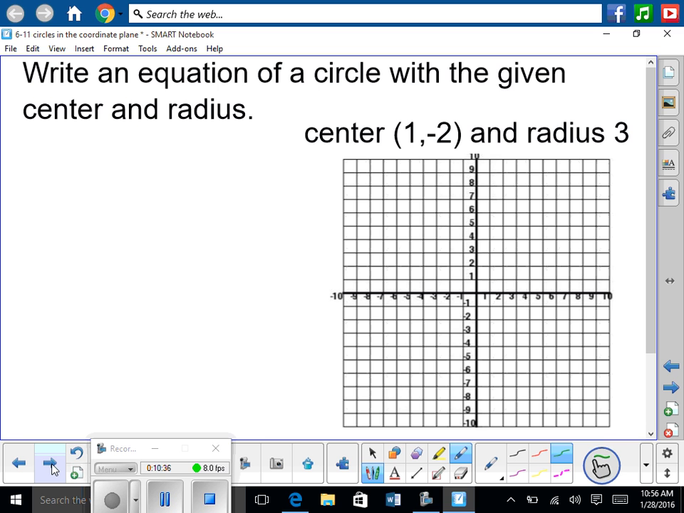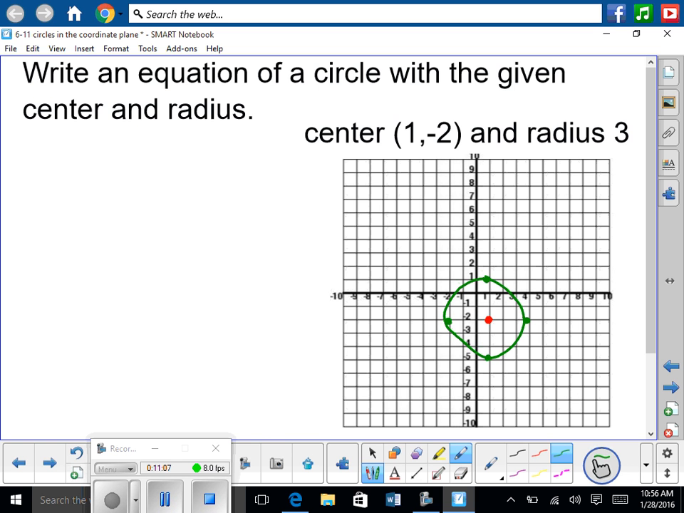Here's my first example. It says, write the equation of a circle with the given center and the given radius. My center is no longer at 0, 0. It went over 1, down 2. I'm just showing you a picture. Over 1, down 2, right, everybody? And then we have a radius of 3. So I'm just showing you what's happening: up 1, 2, 3, over 1, 2, 3, down 1, 2, 3. It's hard to draw a circle by hand.